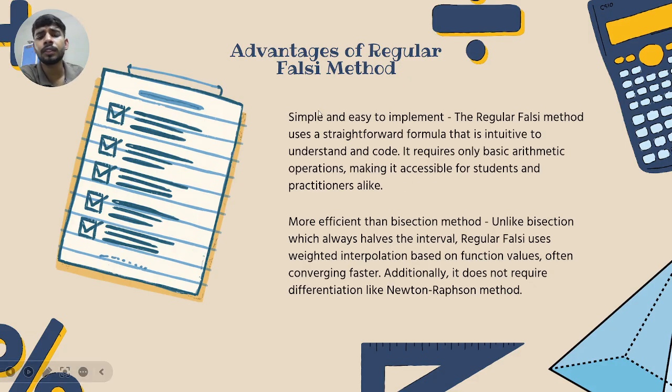Now, the advantages of this method: it is simple and easy to implement. Regular-falsi uses a straightforward formula that is intuitive to understand and code. It requires only basic arithmetic operations, making it accessible for students and practitioners alike. It is more efficient than the bisection method. Unlike the bisection method, which always halves the interval, regular-falsi uses weighted interpolation based on the function values, often converging faster. Additionally, it does not require differentiation like the Newton-Raphson method.